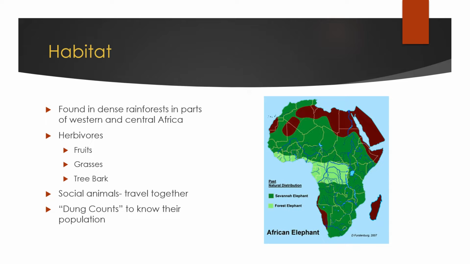They are herbivores. They mainly eat fruit, grasses, and tree bark. They are social animals that travel together. Their populations are usually found out through dung counts. As the group of elephants travel together and eat, they leave piles of poop, and scientists will find those piles to get an understanding of how many of these African forest elephants are left.